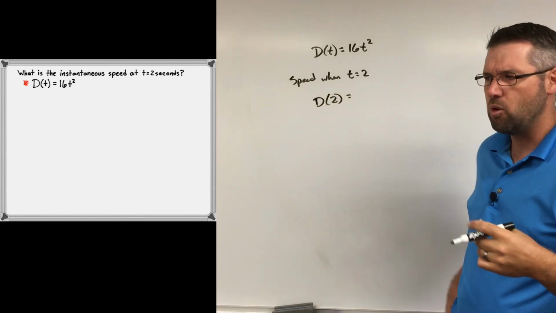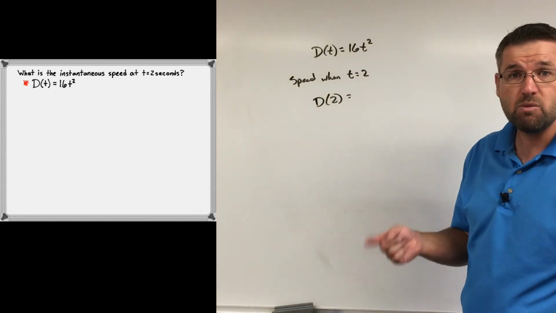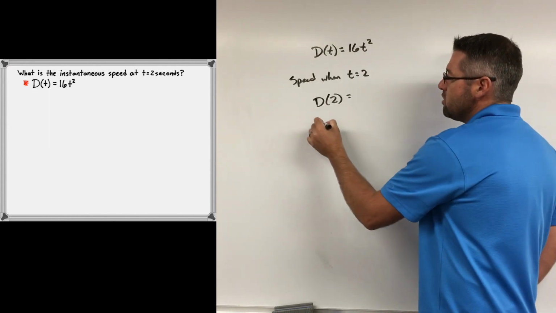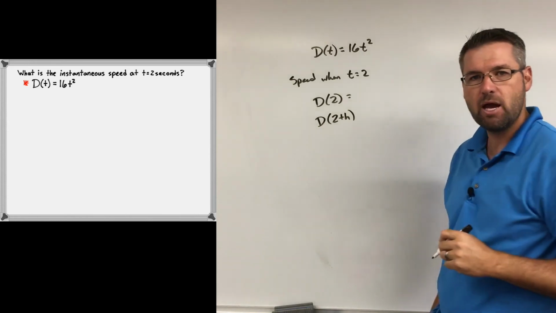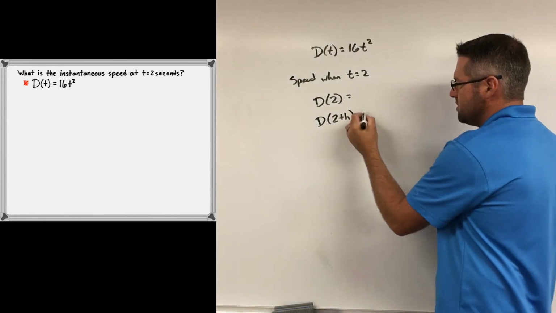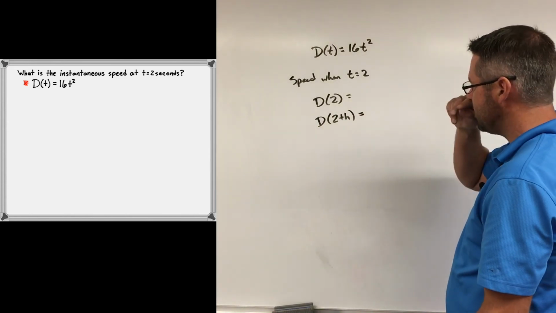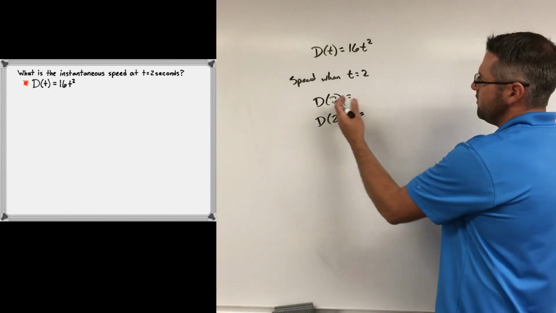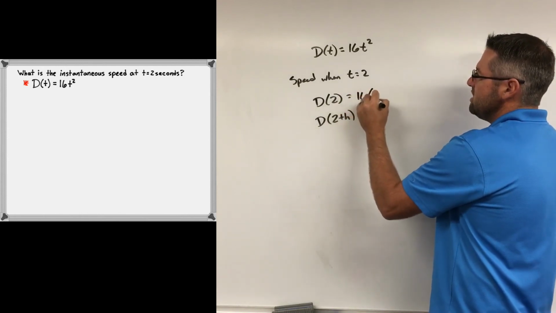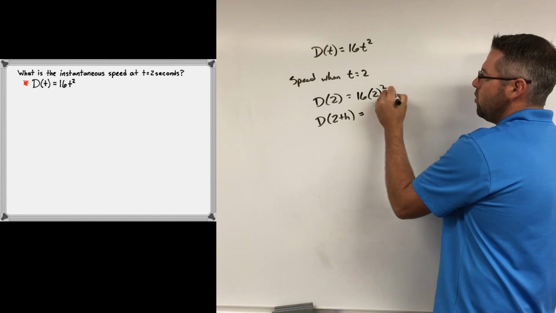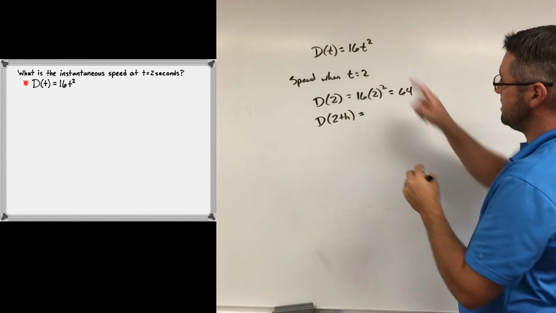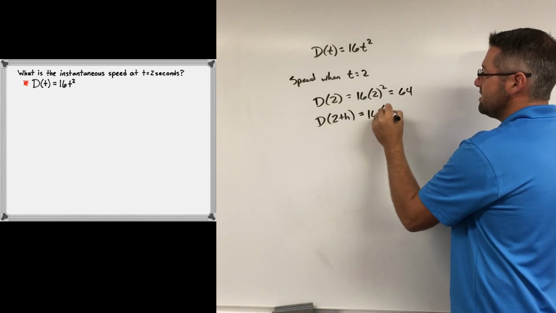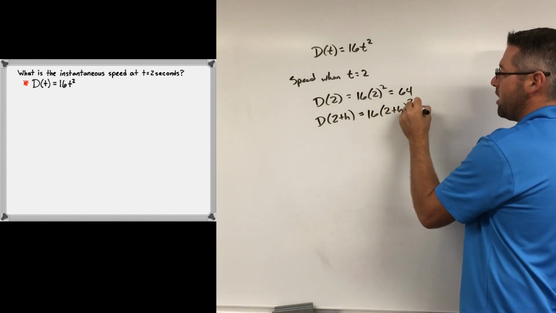What's the second point? Well, we don't have a second point. How did we represent the second point? We took the first point and added h, right? We added a very small amount, a very small distance. So that's point 1 and that's point 2, and h is really small. So let's figure these things out. This would be 16 times 2 squared, which is 64 again. This we're going to plug into t. That's going to say 16 times 2 plus h squared.